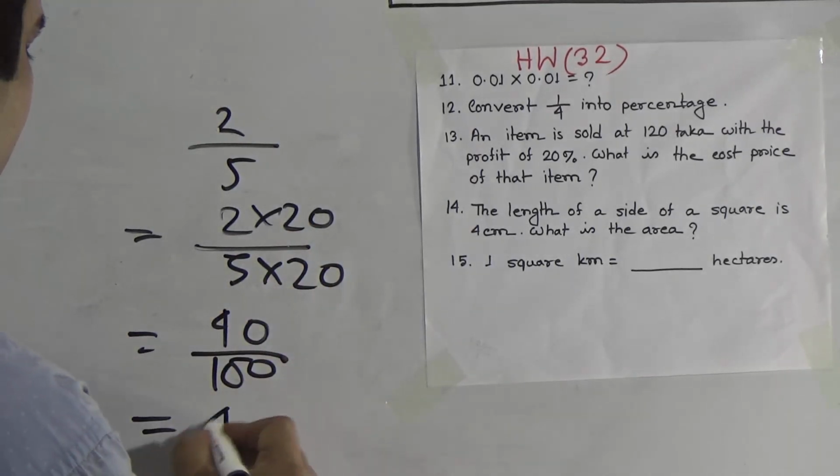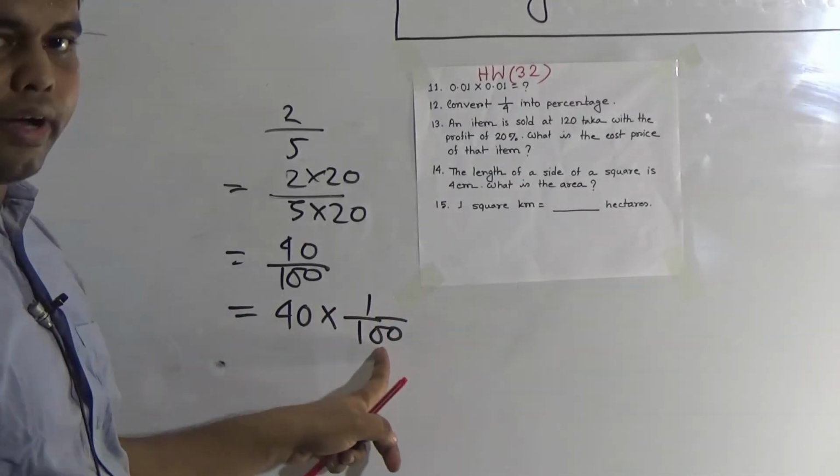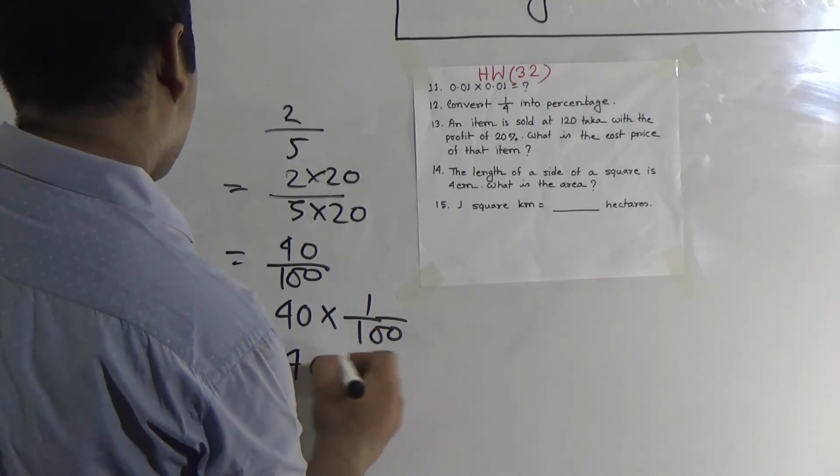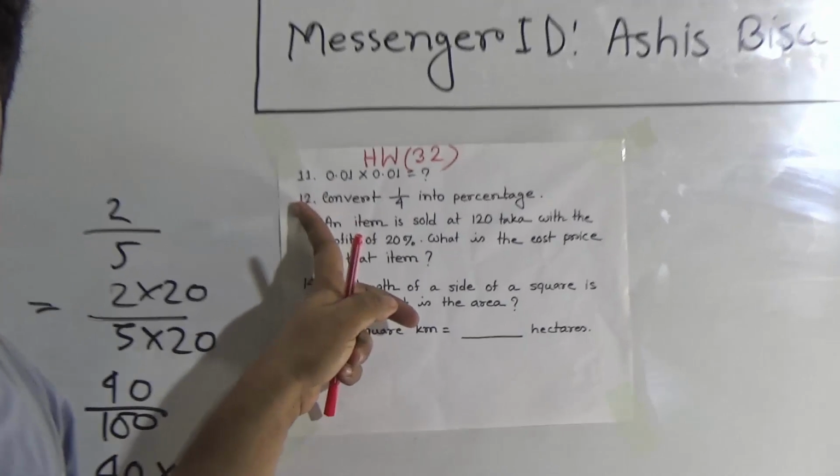Now notice 40 over 100. We know that 1 by 100 means the percentage sign. That means 40%. Just like this way you solve question number 12.